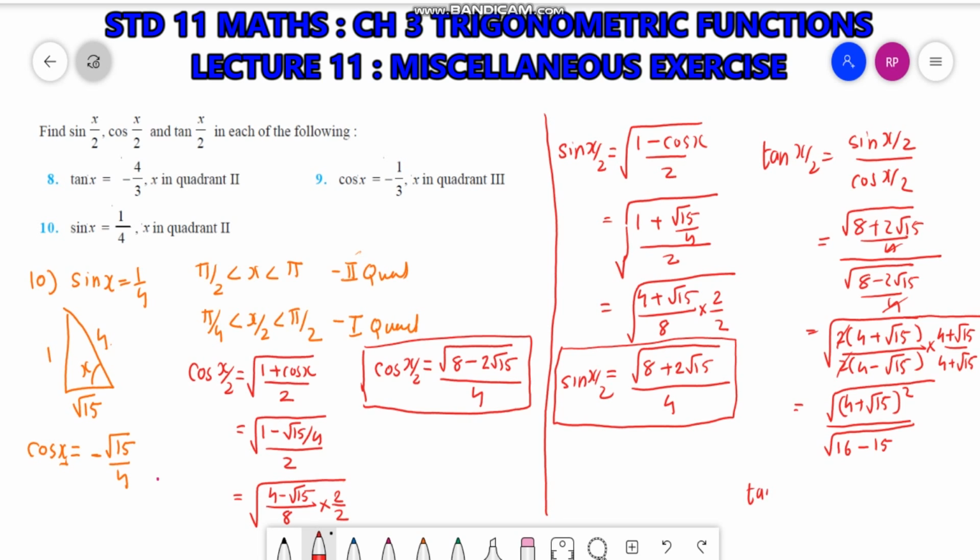So tan x by 2 is the square root of 4 plus root 15 whole square upon 1. So the square root will be removed: 4 plus root 15 upon 16 minus 15, that is 1, square root of 1 is 1. This is the value of tan x by 2. Okay, so see, first I found out cos x, and as x was in second quadrant, I used minus. Then I found out cos x by 2, sin x by 2, and tan x by 2. So that was about question number 10. Just note it down.